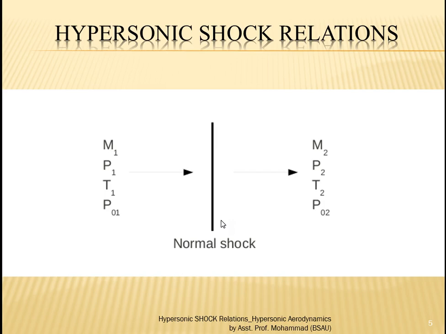A shock is an infinitesimally thin region in which very chaotic motion is observed, and a lot of viscous dissipation is observed, so the temperature goes very high, and thermal conduction is also observed. A shock is very thin, of the order of 10 to the power minus 5 centimeter. So the shock cannot be observed by the naked eye. Only with a special arrangement can we visualize it.